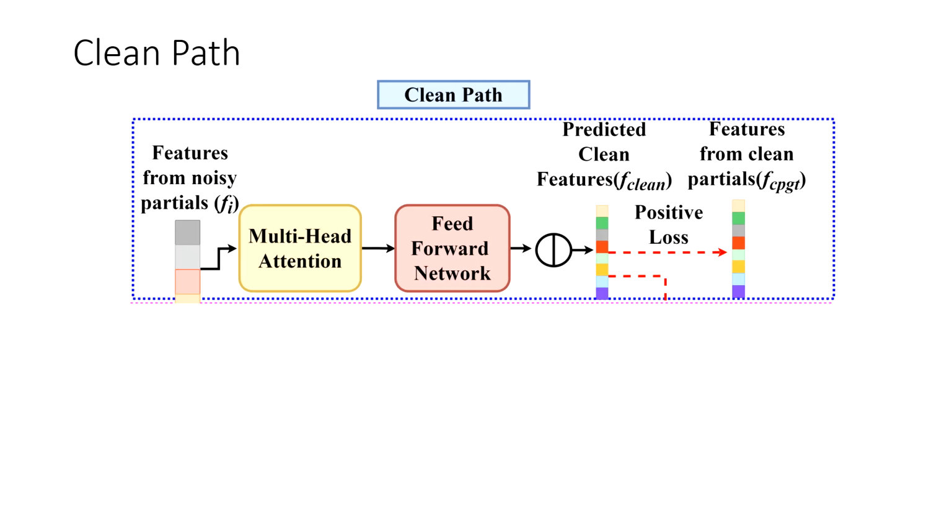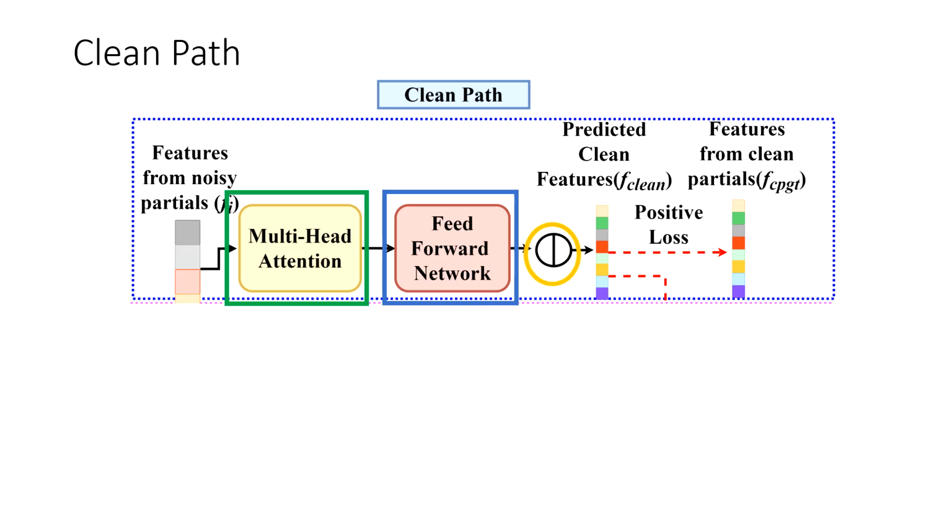The first of the two paths is the clean path. It's got a transformer-based module which captures long-range dependencies via multi-head self-attention, and then it has a position-wise feed-forward network which refines the features per position. Then a pre-layer normalization is applied in order to prevent feature magnitude divergence, and residual connections are used to mitigate vanishing gradients.